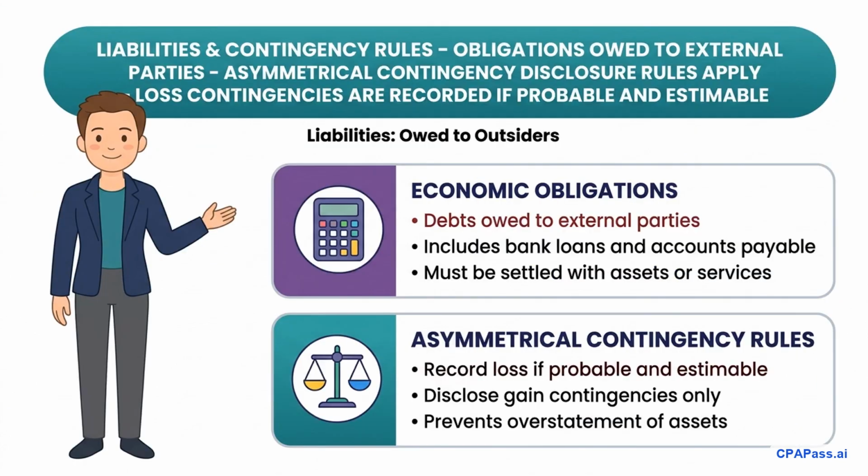Liabilities are the economic obligations a company owes to external parties, including bank loans, accounts payable, and accrued taxes. On the CPA exam, pay close attention to how we disclose uncertain liabilities. Under GAAP, we follow asymmetrical contingency disclosure rules. This means we must record a loss contingency on the balance sheet if it is both probable and reasonably estimable. However, gain contingencies are almost never recorded on the balance sheet due to conservatism. This asymmetry prevents companies from overstating assets or understating liabilities, which is a major focus area for examiners.